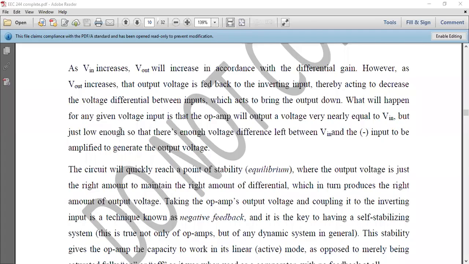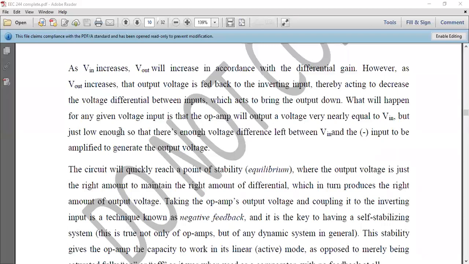So we continue with our explanation here. A point will be reached when the output voltage of that amplifier will continue nearly equal to V in, but just low enough so that there is enough voltage difference left between V in and the inverting input. And that is amplified to generate the output voltage. Now, at a point, the output will not increase again, no matter how much you increase the input. At that point, the amplifier reaches what we call a stabilized state, or equilibrium. And that is what we want to achieve by that wiring.